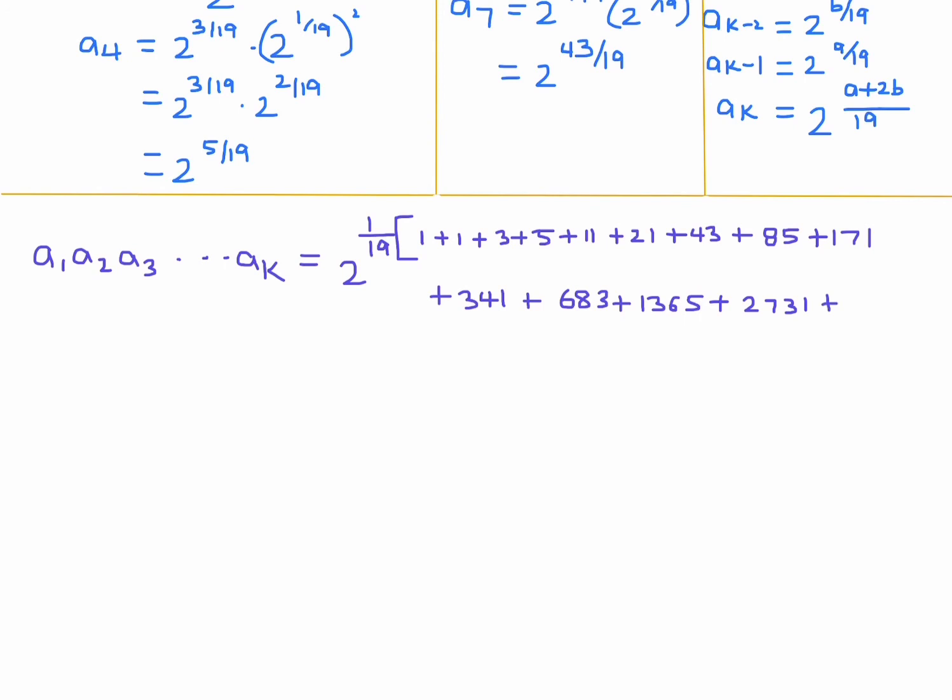2731 plus 5461 plus 10925 plus 21846. Now at this point, I'm going to stop. Why? Well, because I've got up to 16. 1, 2, 3, 4, 5, 6, 7, 8, 9, 10, 11, 12, 13, 14, 15, 16. This was when k is 16.